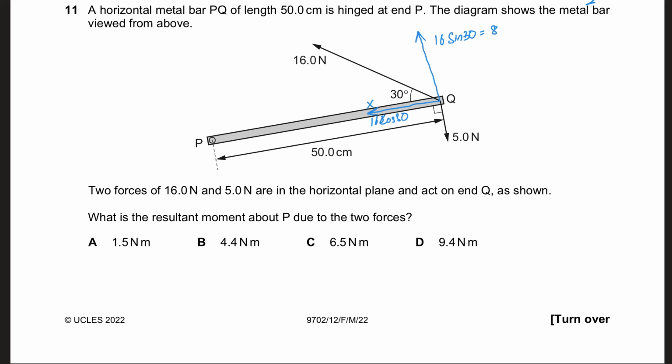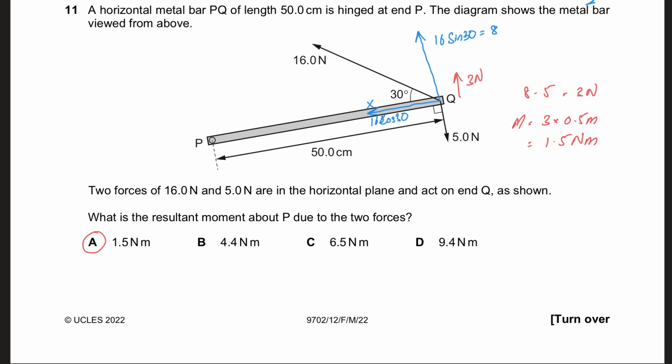16 sine 30 is equal to 8. Now I can either multiply 16 sine 30, or 8, with the distance and calculate this moment, which would be our anti-clockwise moment, and multiply 5 by 50 and calculate the clockwise moment and then subtract the two. Or what I can also do is, because the two forces act from the same point and the distance from the pivot is the same, I can also subtract the forces first. So the net force is 8 minus 5, which is equal to 3 newtons in this direction. So the moment will be 3 times 0.5 meters, which is equal to 1.5 newton meter.